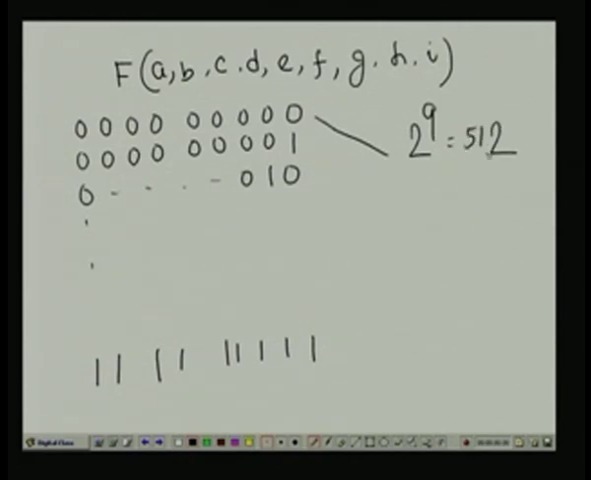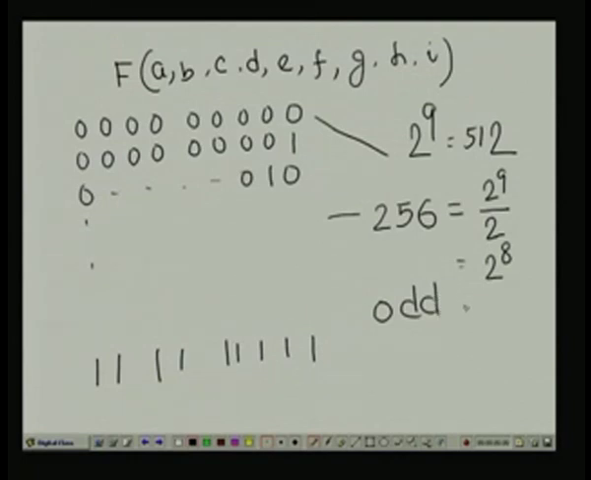combinations. Now, of these 512 combinations, there will be 256 such cases, which is 2 to the power 9 by 2, half of the cases, where the input will be odd. Odd input means output is 1, as we have defined the odd parity, and for even parity, the output is 0.